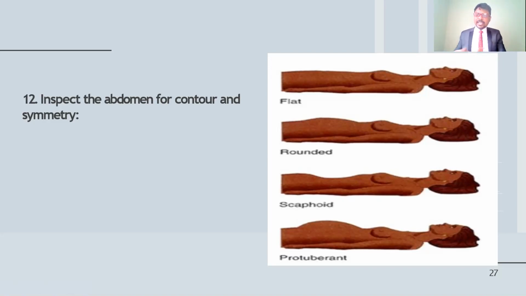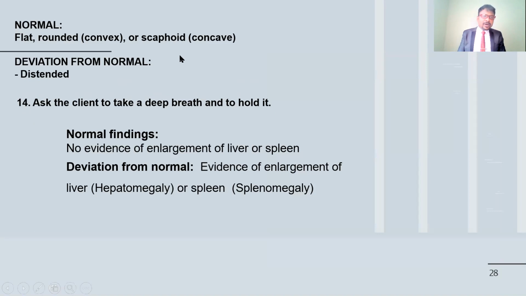So maybe because of the abdominal hernia. If we observe in the inguinal region, below the suprapubic region, it may indicate an inguinal hernia. We also have to check whether the abdomen is flat, rounded (convex), scaphoid (concave), or distended, and whether there is any bulging or protrusion. So we have to check all these things.